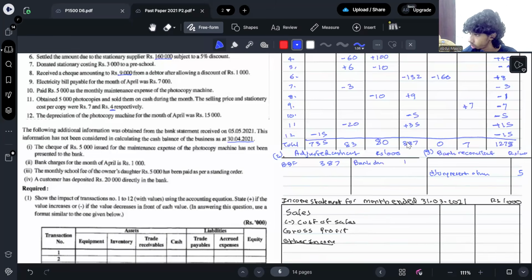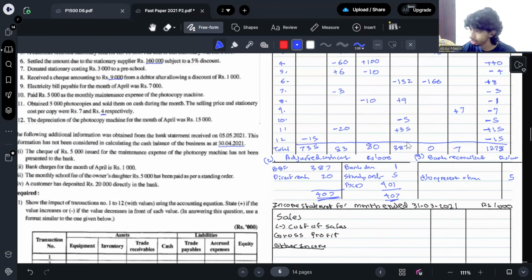Bank charge 1,000. The monthly school fee of the owner's daughter, 5,000, has been paid per standing order. It's a drawing. Standing order, you can say drawings within bracket, 5,000. A customer has deposited 20,000 directly into the bank. Direct remittance 20,000. So you can total the cash control 387 plus 20, that is 407. 407 minus 6, 401, balance carried down.